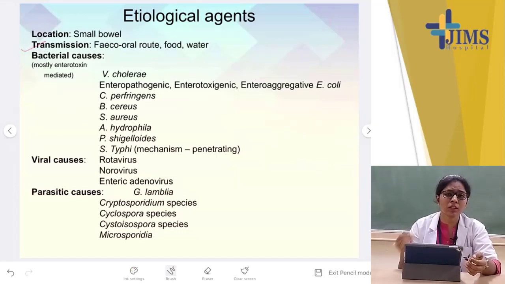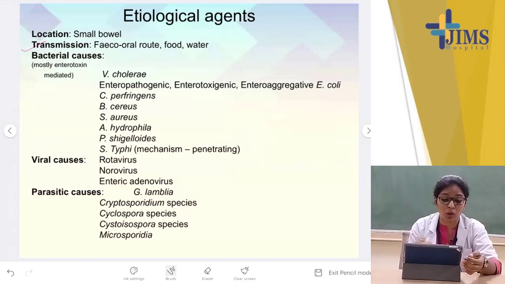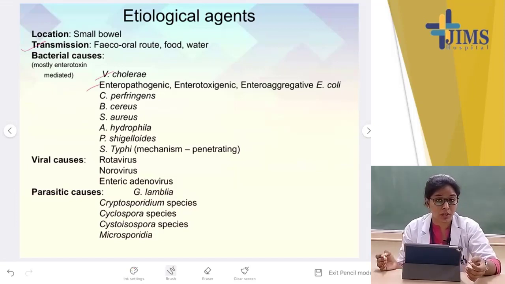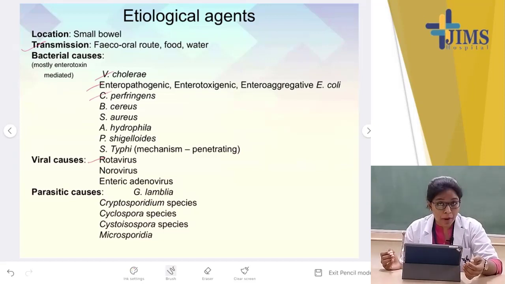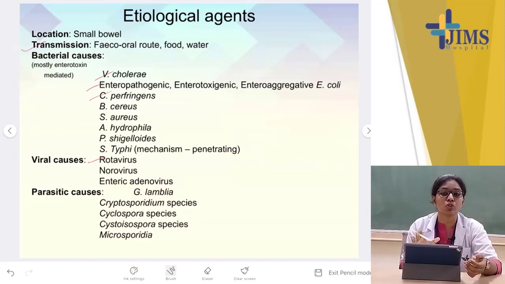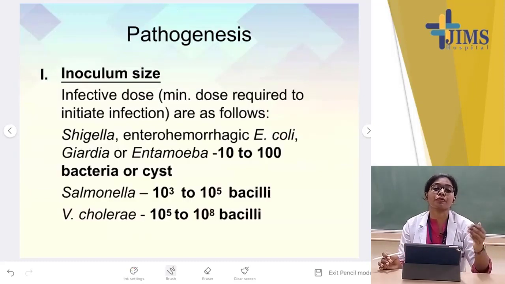The bacterial causes are mainly due to the enterotoxin which is secreted, mainly Vibrio cholerae, enteropathogenic, enterotoxigenic, enteroaggregative E. coli, Clostridium perfringens, and etc. There can also be viral causes, and the most important one being rotavirus. Apart from that, parasitic causes can also be there, Giardia lamblia, Cryptosporidium species, etc. So the chart is given right in front of you, you visualize it and memorize what can be the etiological agents involved.